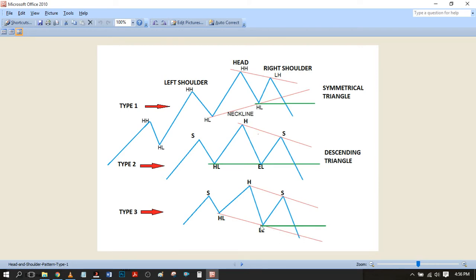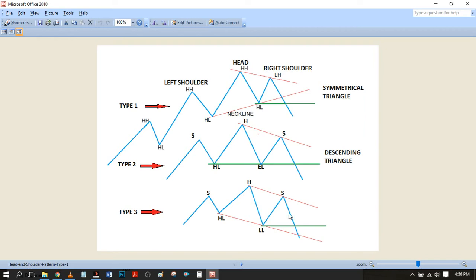As for me, if I were the person actually doing this particular trade, I would have entered at this second shoulder right here. Yes, this second shoulder would have been my entry. Why? Because from here, I can already see that this particular line here has been broken.